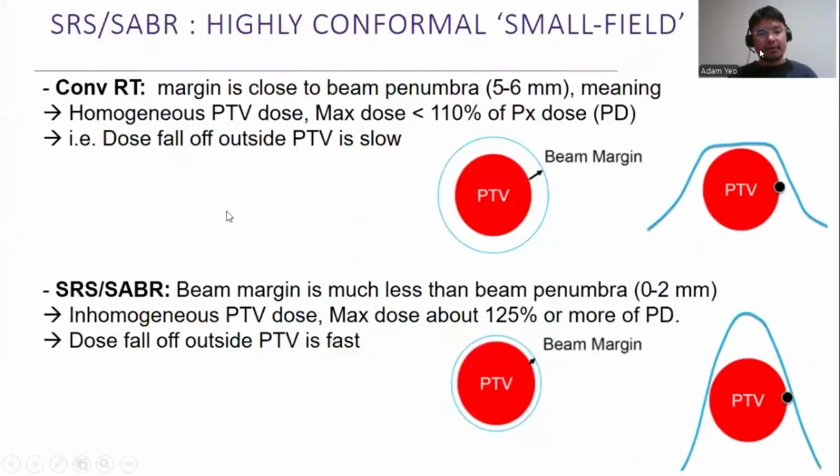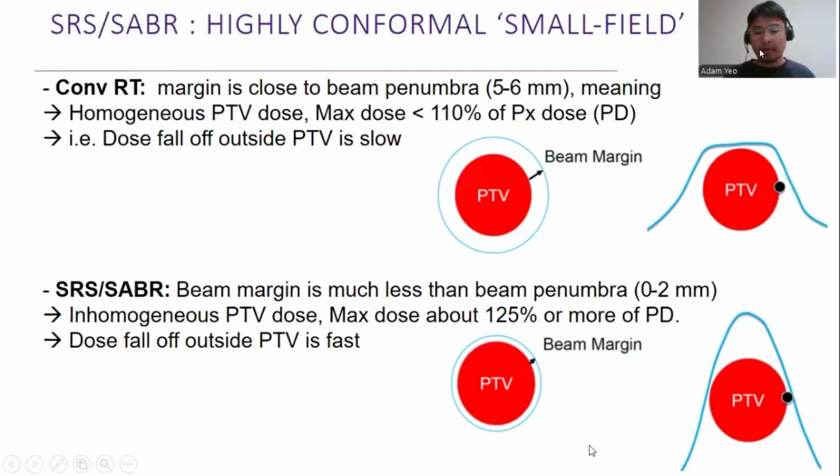So the SABR stereotactic approach is highly conformal, with small fields. Compared to conventional radiotherapy, the margin is close to the penumbra. For a homogeneous PTV dose, we try to limit the maximum dose to less than 110%, and anything over 107% we consider a hotspot, which falls off outside the PTV. Whereas in a stereotactic approach, we inherently make a heterogeneous dose distribution by pulling the max dose up, and then we can have an even sharper dose gradient. Therefore, the max dose is typically 120 to 130% of the prescription dose here, and the falloff outside is very fast.